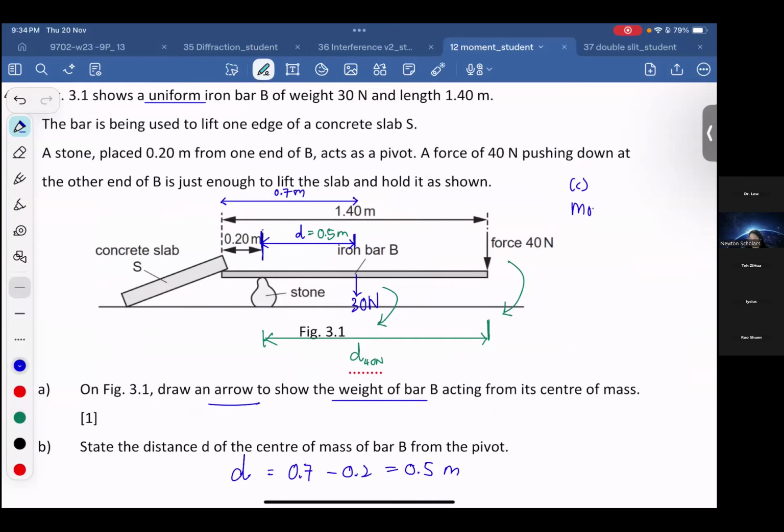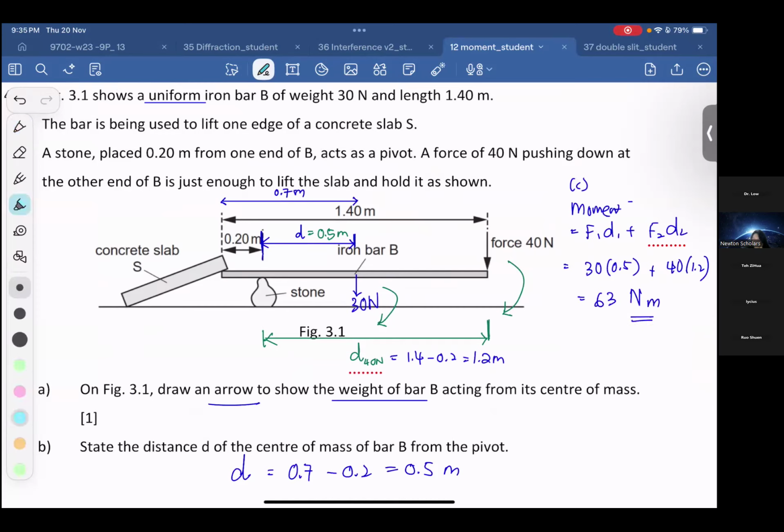Okay, moments. I got two. One is from the weight, one is from the 40 Newton. So here, 30 times 0.5 plus 40 times the distance. This distance should be 1.4 minus 0.2, so it should be 1.2 meter. So your answer should be 63 Newton meter. Always be careful with the unit.